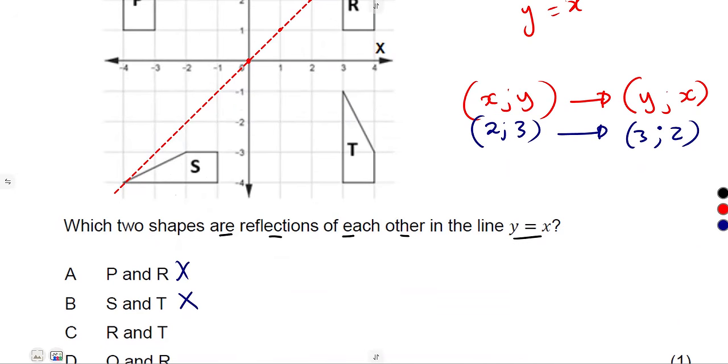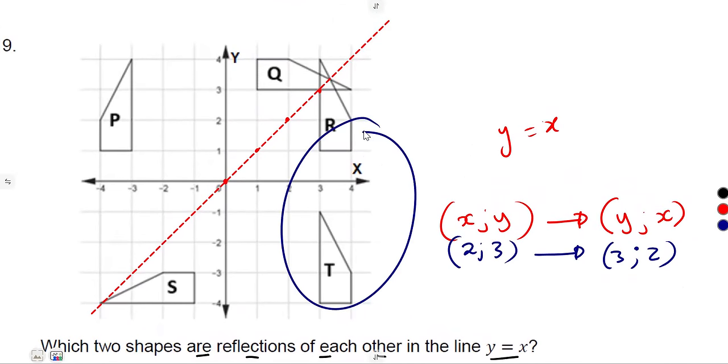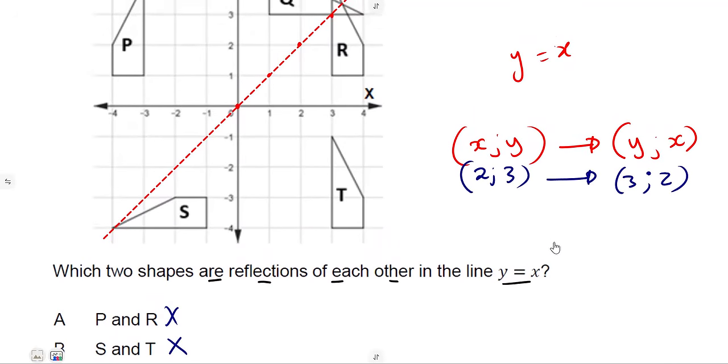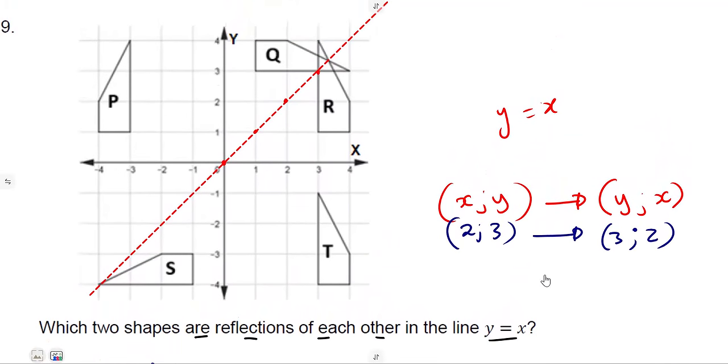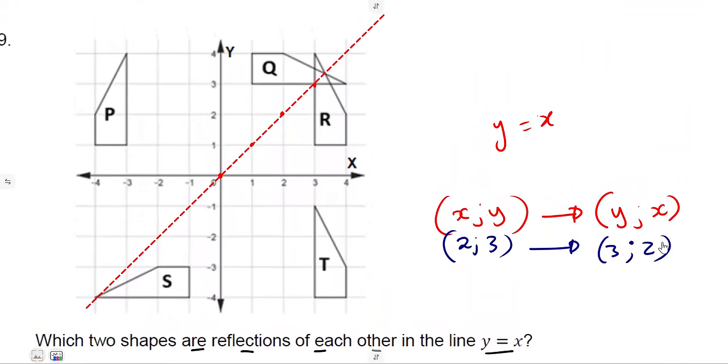R and T, let's check. R and T are also on the same side of the mirror line, only the other part, so that one is totally out. Then Q and R, let's check our Q and R there. What is happening between them? The last one is Q and R.